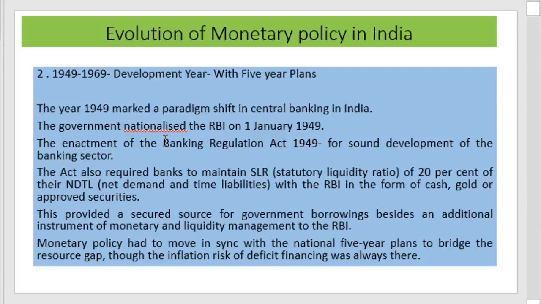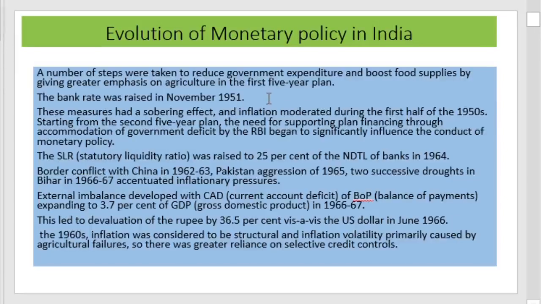That is, during this period 49 to 69, in the year 49, the RBI was nationalized. There was enactment of the Banking Regulation Act, and as per the act, the banks need to keep a certain statutory liquidity ratio with RBI, and this provided ample opportunities for the government to borrow, and the resource base of the RBI also increased. And a number of steps were taken by the government to reduce expenditure and boost food supplies by giving greater emphasis on agriculture in the first 5-year plan.